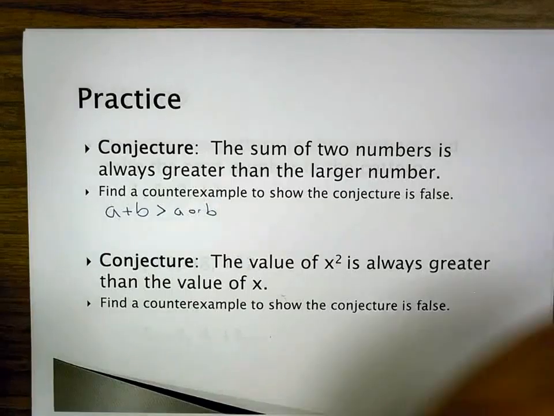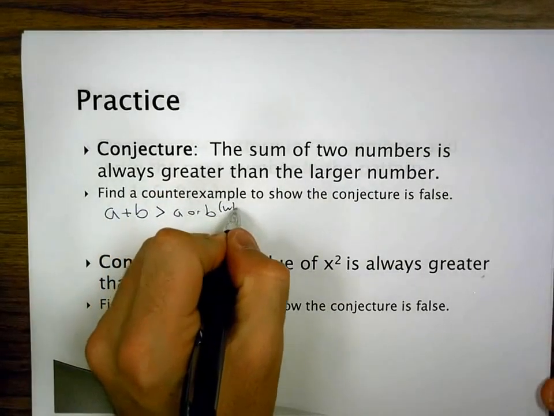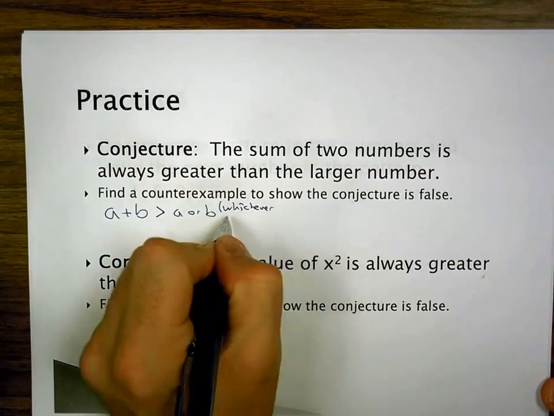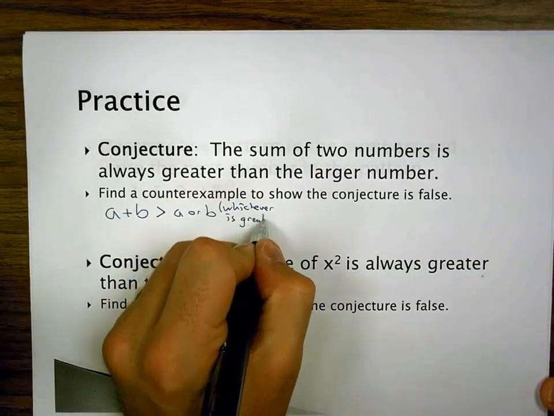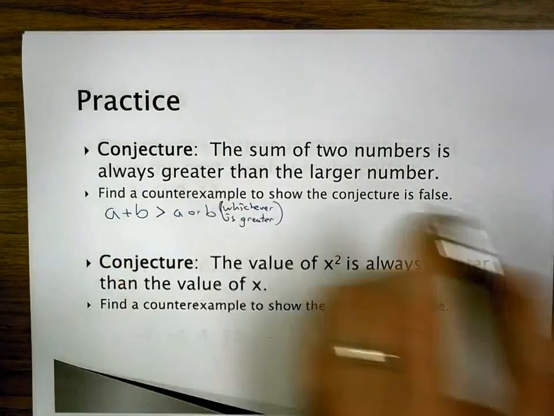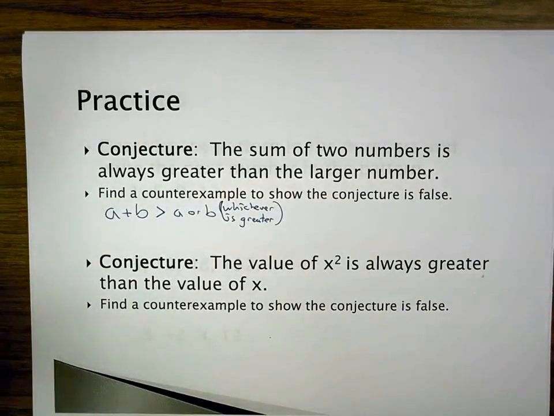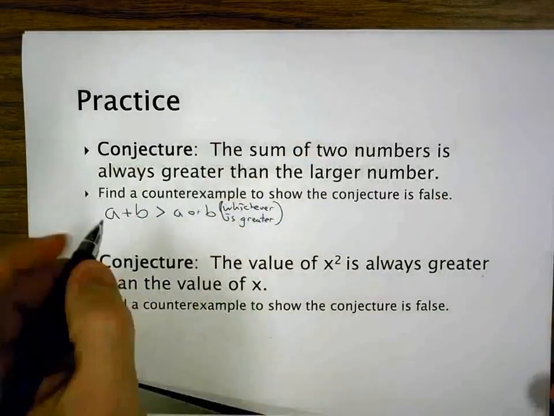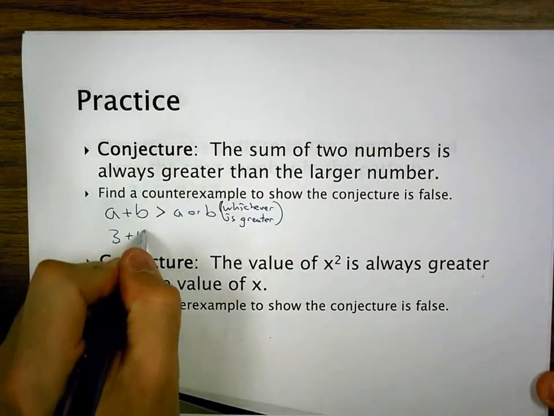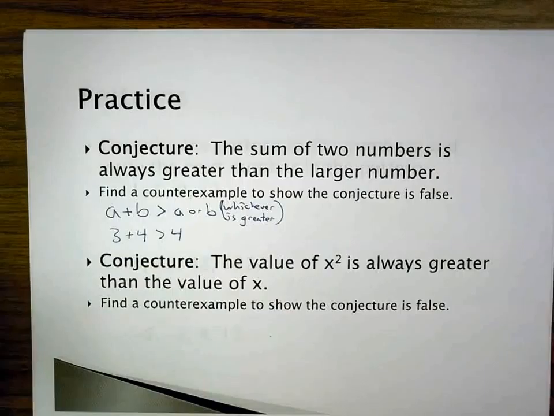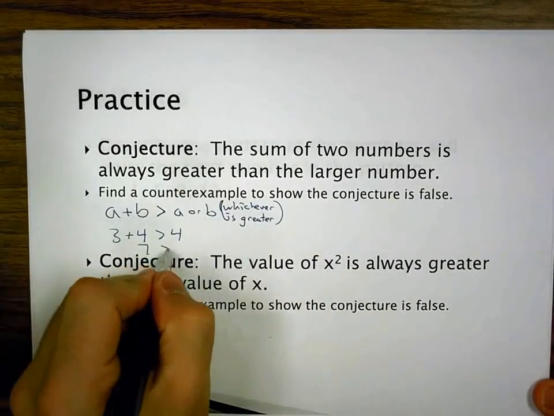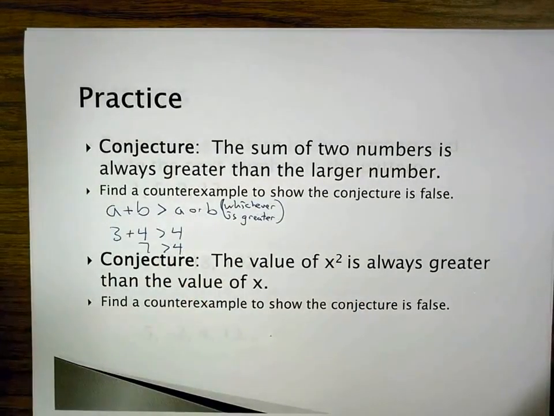So whichever one is greater, right, note there, whichever is greater, A or B, that A plus B is bigger than that. Now, a way to show that's true is if I said 3 plus 4 is greater than 4. That tells me 7 is greater than 4, and that's a true statement. That doesn't help us, though, because we want to show that it's false.